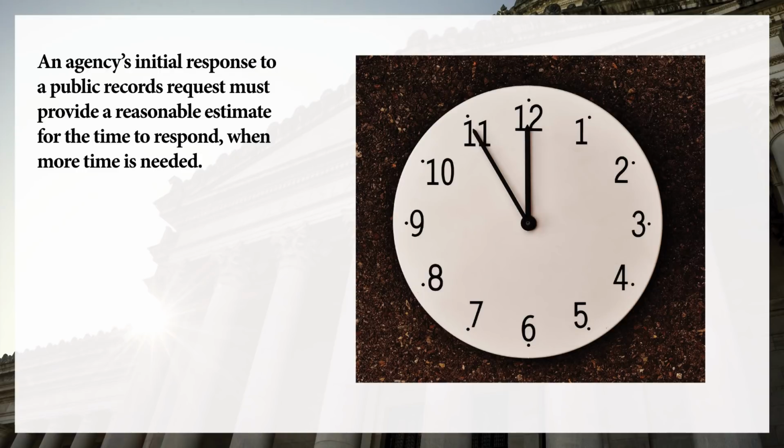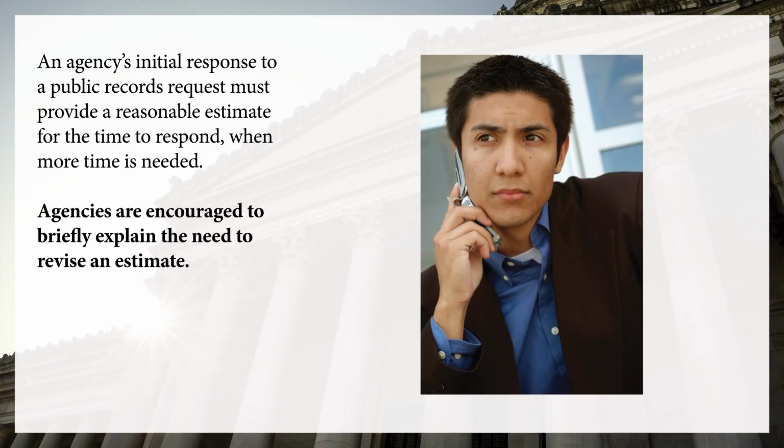An agency should not use the same estimate for every request. Rather, each reasonable estimate should be based on factors such as the complexity of the request, other pending requests, agency resources, and other agency essential functions. It's a good practice for an agency to briefly explain to the requester the basis for the estimate in the initial response. Extending the estimate is appropriate when circumstances have changed or additional information has come to light. Agencies are encouraged to briefly explain the need to revise an estimate.